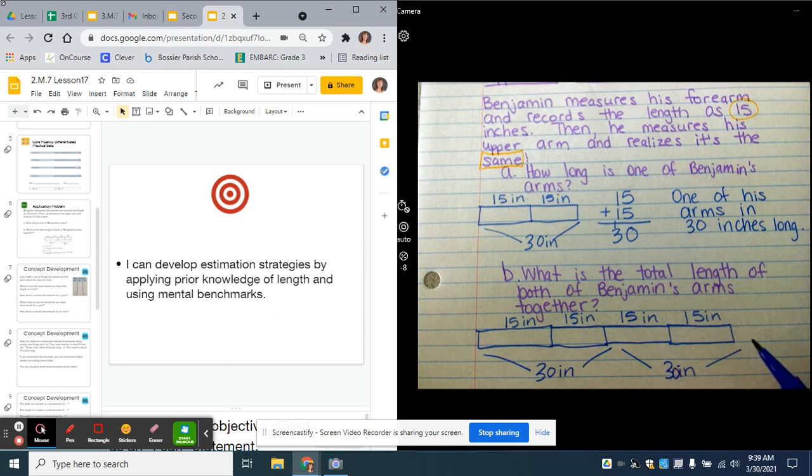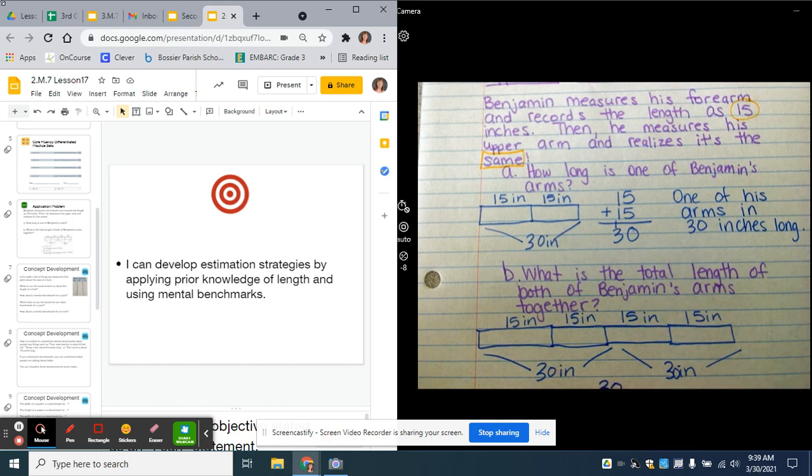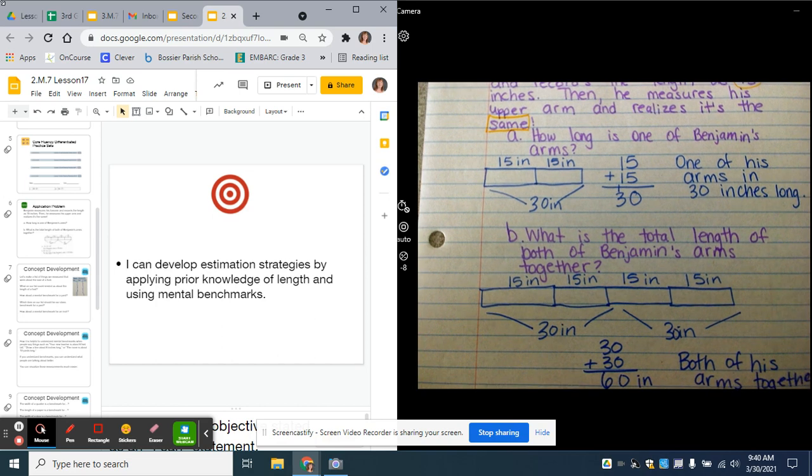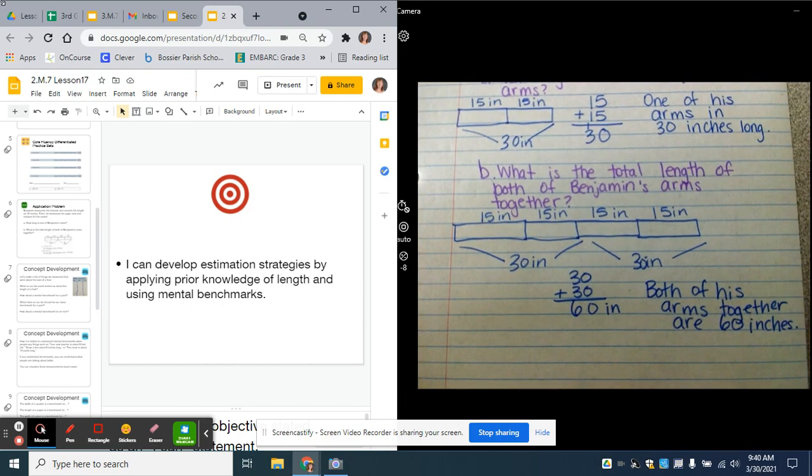So what I'm going to do is add those together. 30 plus 30. 0 plus 0 is 0. 3 plus 3 is 6. 60 inches. So what is the total length of both of Benjamin's arms together? Both of his arms together are 60 inches. That is our application or word problem for today.